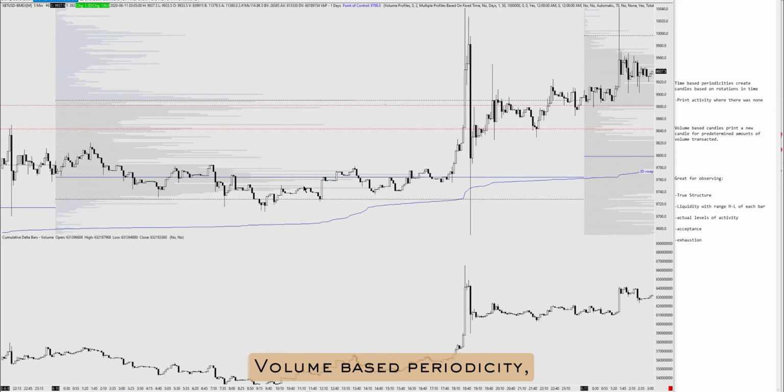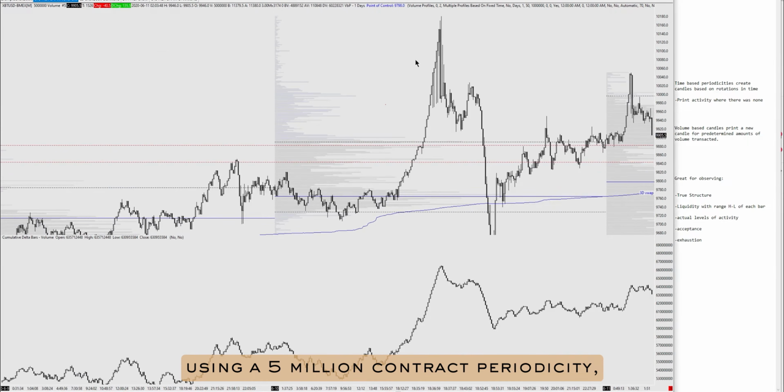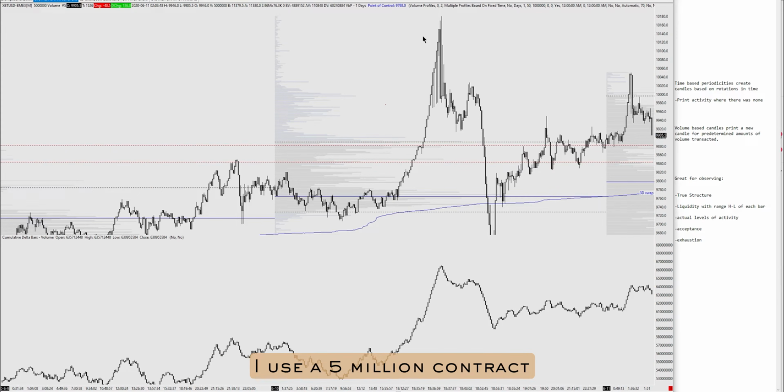Okay. Volume-based periodicity, volatility-based periodicity, any of these types of periodicities involve some type of criteria being satisfied other than time. So for the volume-based periodicity, we set a certain amount of volume that we'd like to see for each candle to be printed. So in this case, I'm going to be using a 5 million contract periodicity, but for future reference, I use a 5 million contract or a 10 million contract.